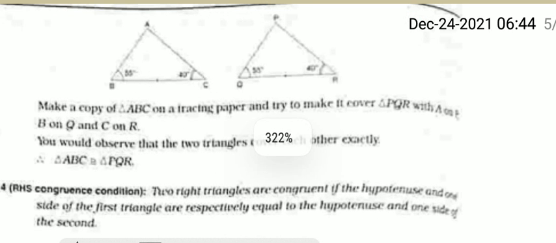Now make a copy of triangle ABC on a tracing paper and try to make it cover triangle PQR with A on P, B on Q, and C on R. You would observe that the two triangles cover each other exactly. So you can say that triangle ABC is congruent to triangle PQR. So this is the third case.